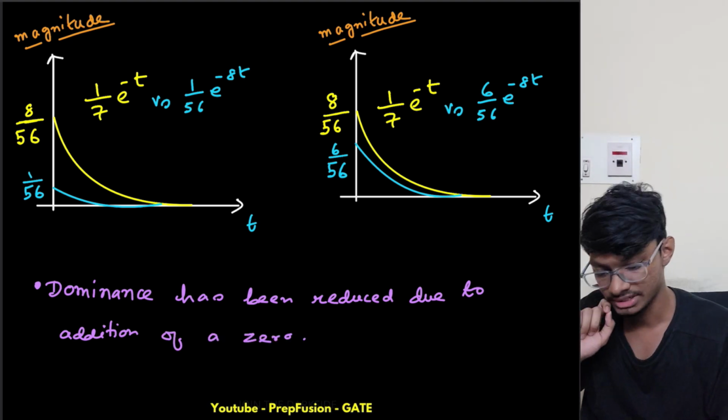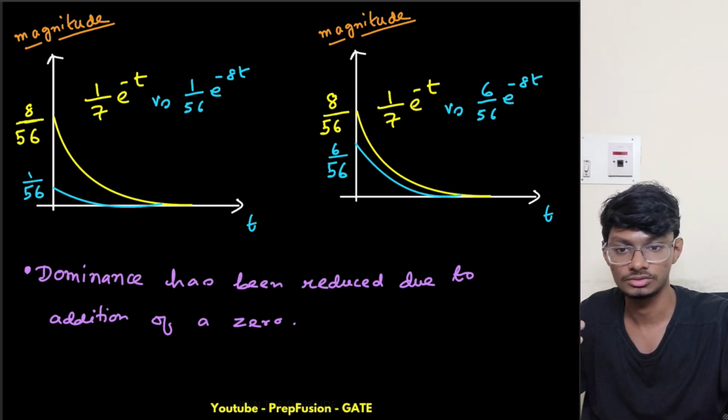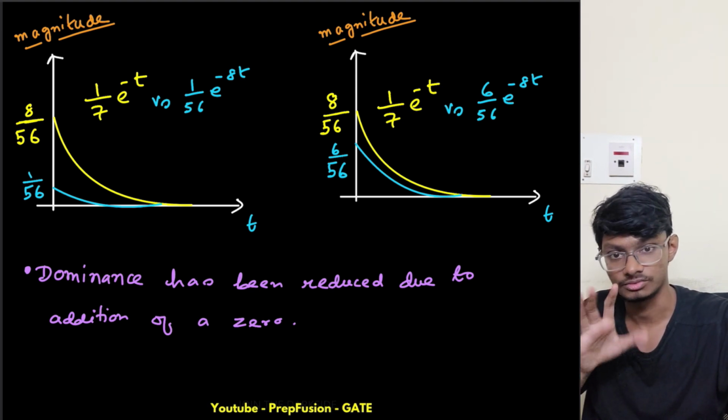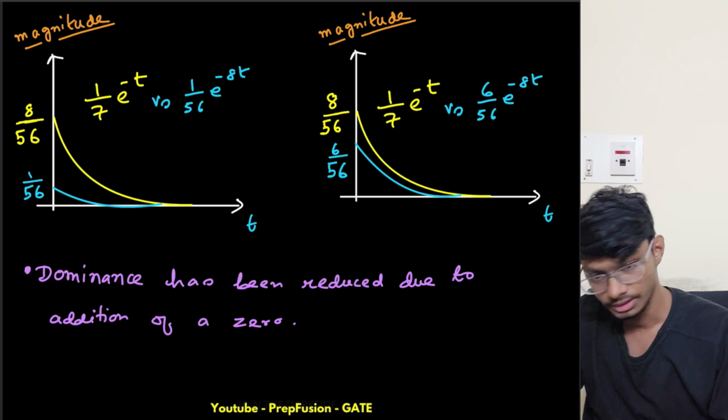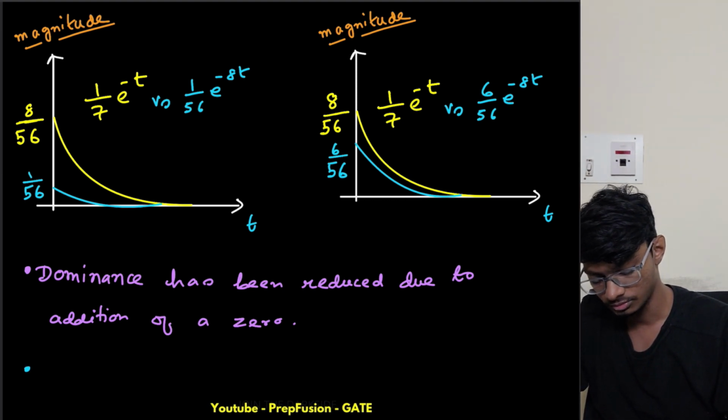Okay, so dominance has been reduced. Now what happens if I place a right hand zero? If I place a right hand zero, then the sign direction of my response will change. These were the few points about zeros, right? So this was the last point that I told you back then.